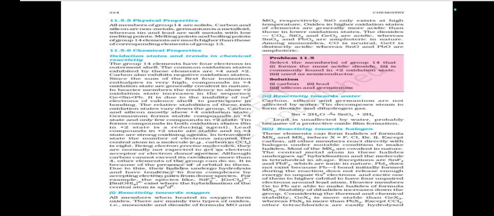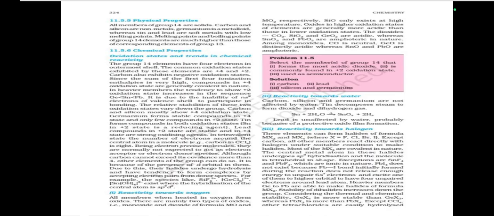Physical properties: the members of group 14 are solids. Carbon and silicon are non-metals, germanium is a metalloid, whereas tin and lead are soft metals with low melting points. Melting points and boiling points of group 14 elements are much higher than those of corresponding elements of group 13. Chemical properties: oxidation states and trends in chemical reactivity. The group 14 elements have four electrons in the outermost shell. The common oxidation states exhibited by these elements are +4 and +2.